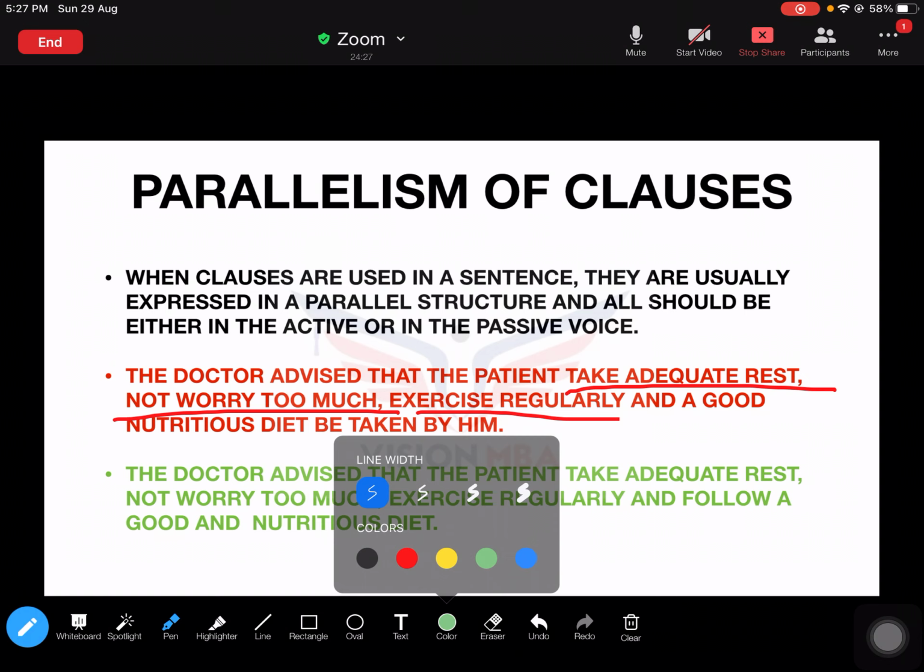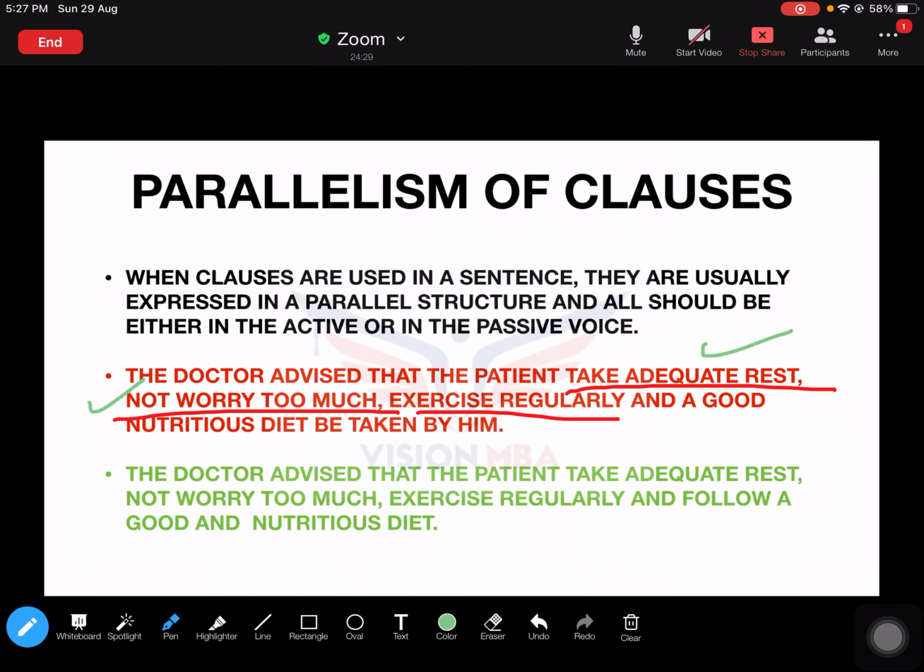Now let me change the color here. All these three things are in the same pattern. Again I change the color to red. But as soon as I go beyond the "and", a good nutritious diet be taken by him, now I'm changing the pattern.